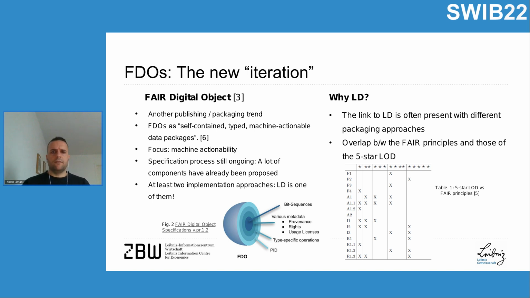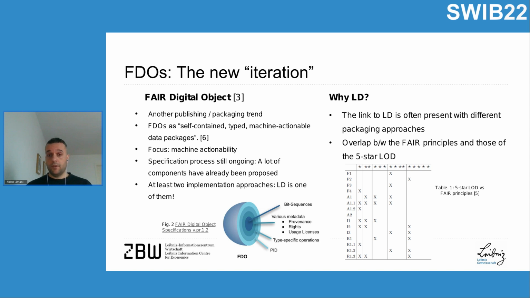It can be described as a self-contained, typed, machine-actionable data package. So the focus here is on machine actionability. And if you can see from the figure there, I don't know what the resolution is, but basically the idea is that it has several layers, of which some offer you identification so that you know which resource you want, others describe it, then you have the raw data, and maybe the new thing is this type-specific operations, which, if you come across the data set, at least you should be able to say which operation you are able to conduct there. Of course, this is a specification process still in progress.